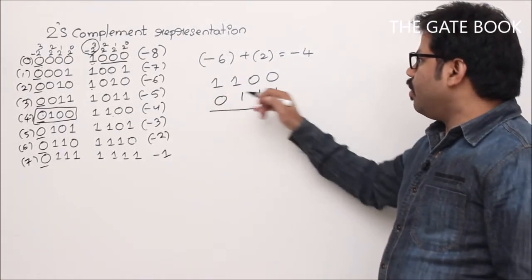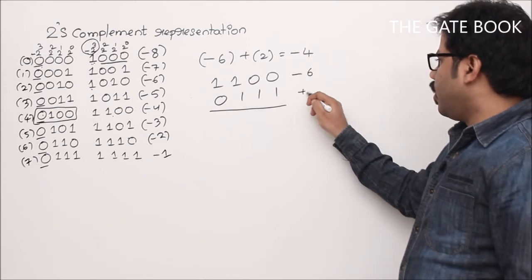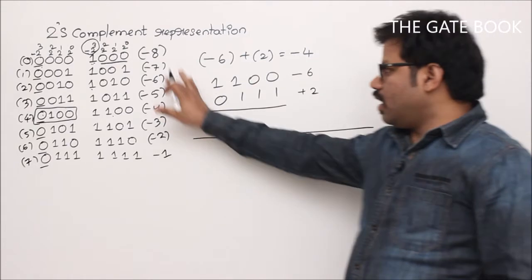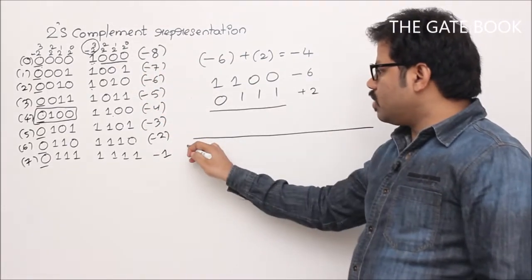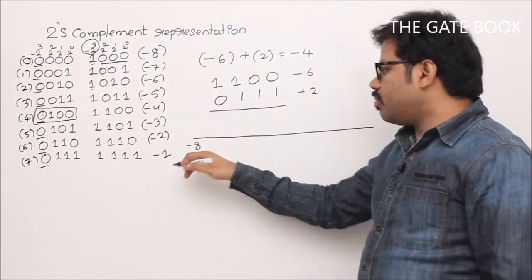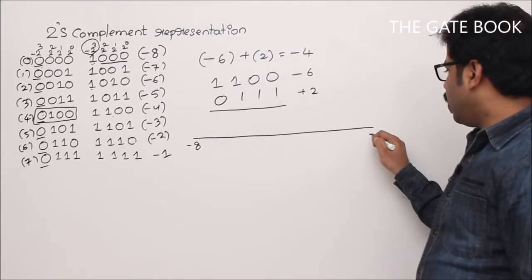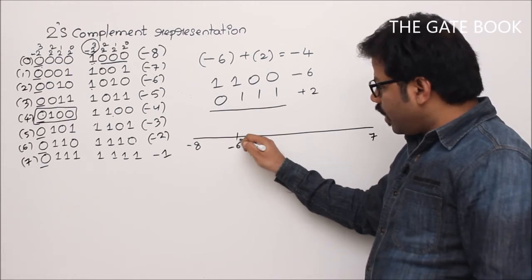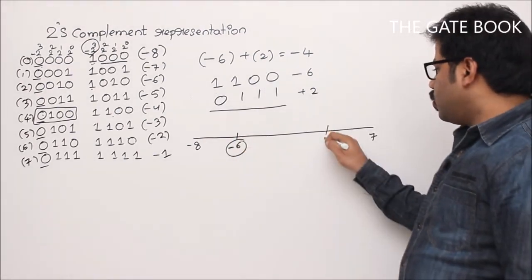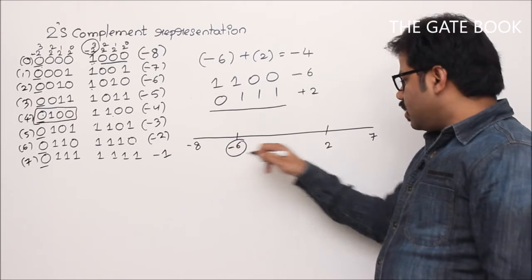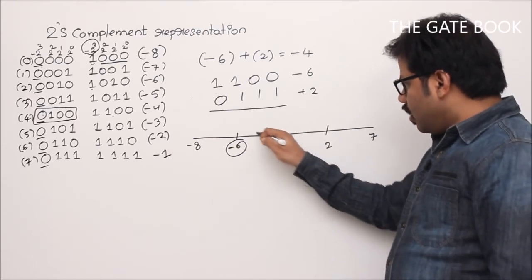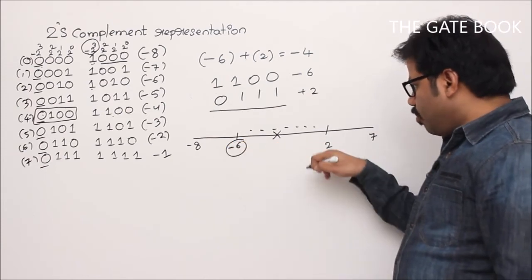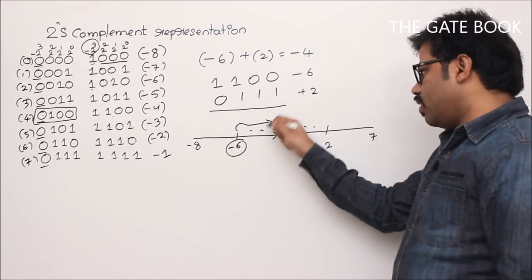In this case, it would be minus 6, right? This is plus 2. Okay. So these are all, let's say, representable numbers in our model. The lowest number is minus 8, the highest number is 7, right? Now your minus 6 is somewhere here. That negative number which you are going to take in the addition is here, and the positive number is here. When you add minus 6 plus 2, then the result will fall in between here, because first of all, if you add any positive number to minus 6, the result should be this side, right?